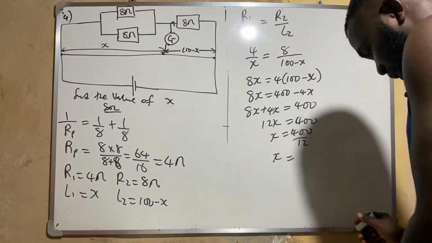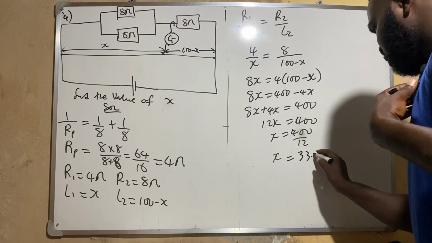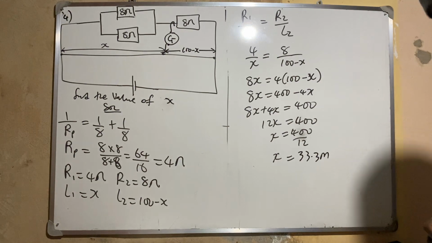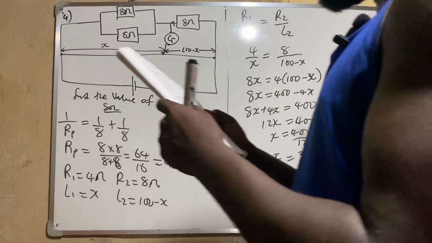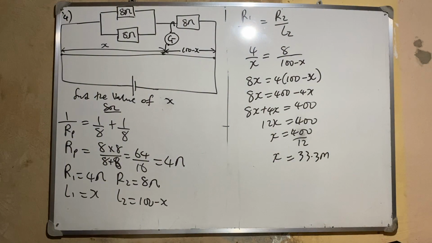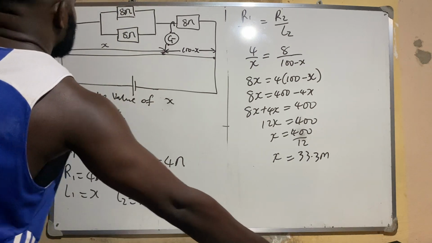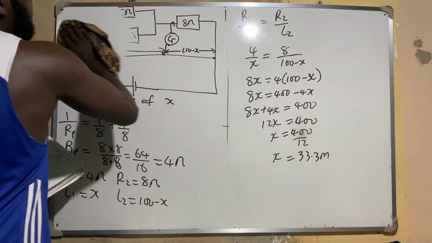400 divided by 12. I have 33.3 meters. So that is that. So the next one we'll talk about is potentiometer. We can use potentiometer to measure it.